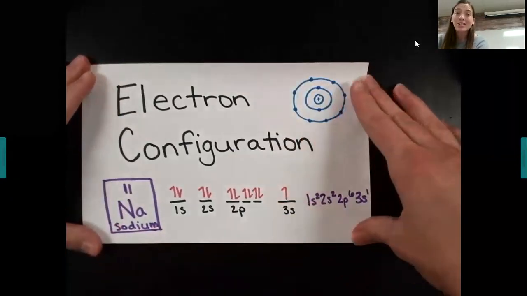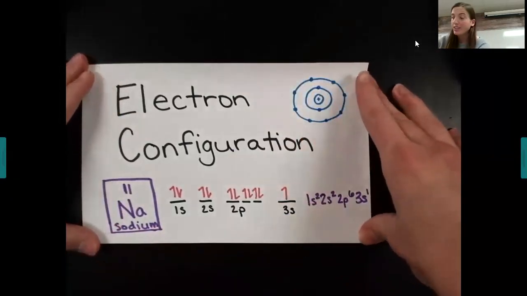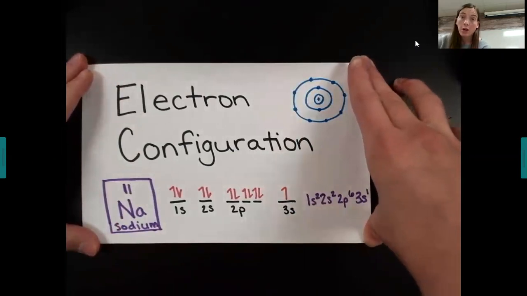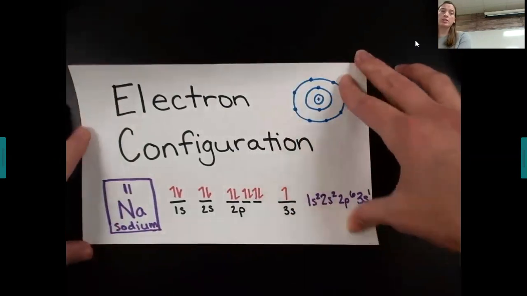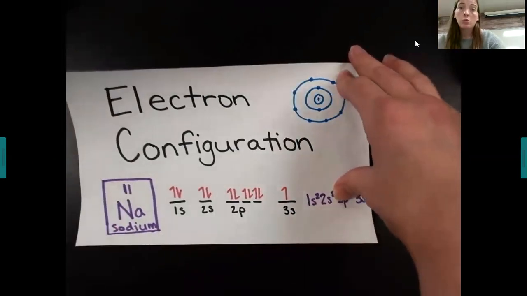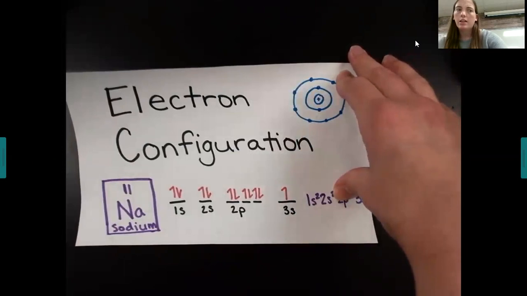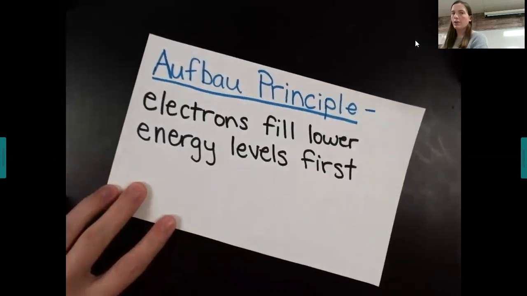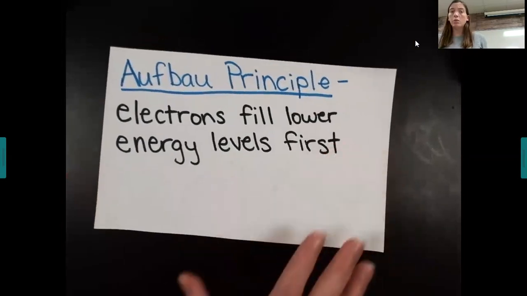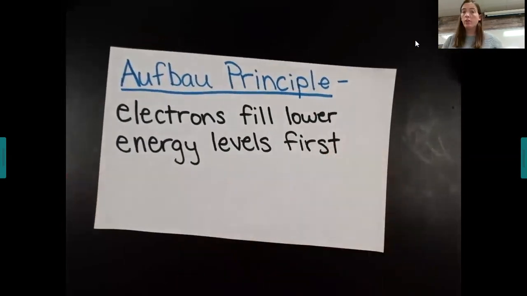All right, guys, so today we're talking electron configuration. Okay, if you've already watched the videos on orbital diagrams, this is just one more way of writing out what element we're looking at. So again, this is called electron configuration. To review a little bit, we're still using this rule from orbital diagrams. It's the Aufbau principle, where electrons fill the lower energy levels first.